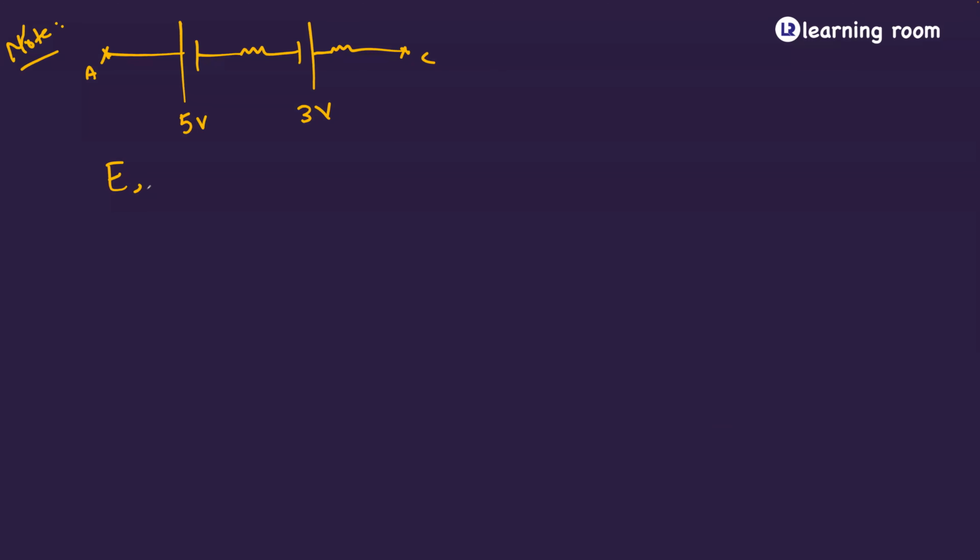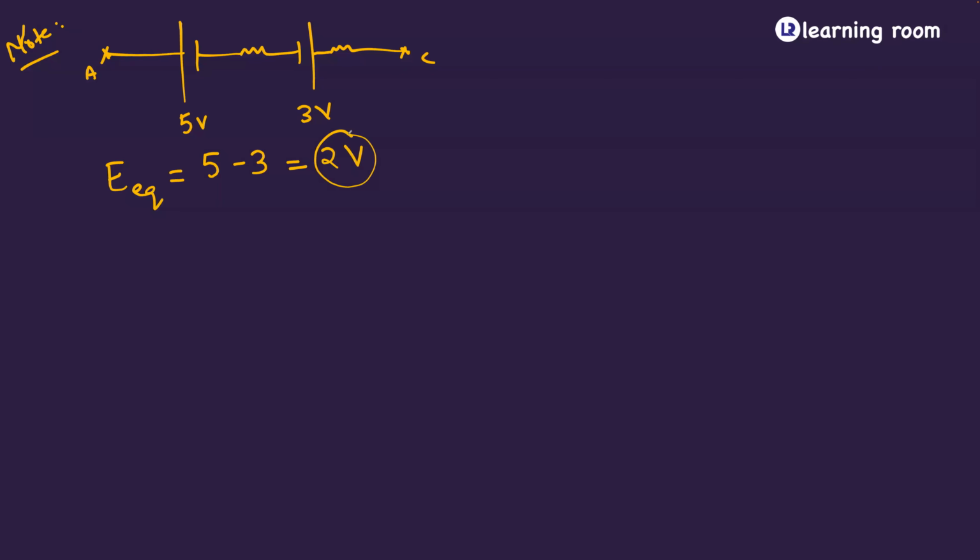So, another important note that needs to be made is, see, if the cells are connected in such a way that the like poles are connected together, the negative is connected to negative, then what will happen is, let's say this is 5 volt and let's say this is 3 volt, then the net EMF in this scenario will not be equal to 5 plus 3, rather it will be 5 minus 3, which will only be 2 volt.